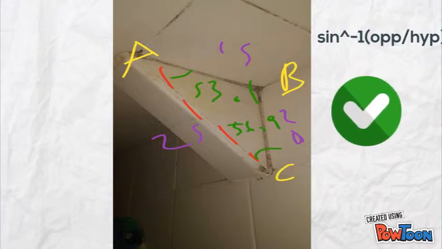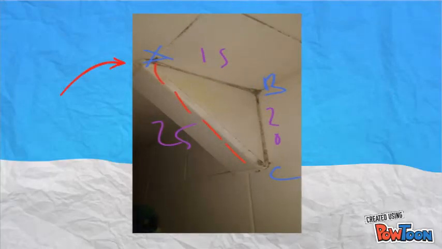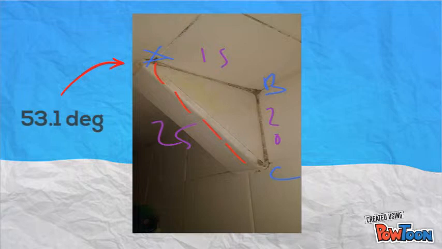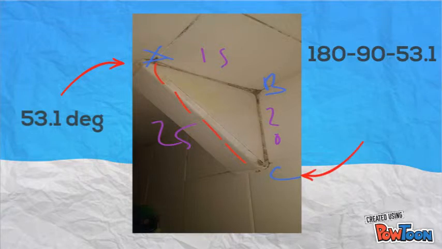In order to find the other two missing angles, we will need to use the inverse function of sine. This means raising sine to the power of -1 and putting the opposite side over the hypotenuse. Then we will get our result. The angle A we got was 53.1, and by subtracting that from 180 minus 90, we also got as a result an angle C of 56.9.